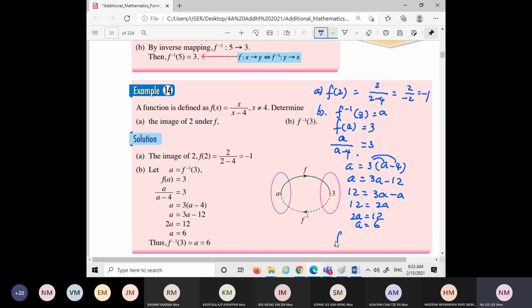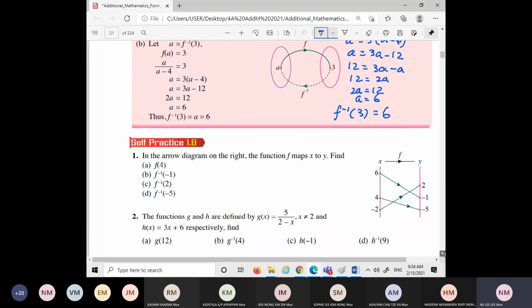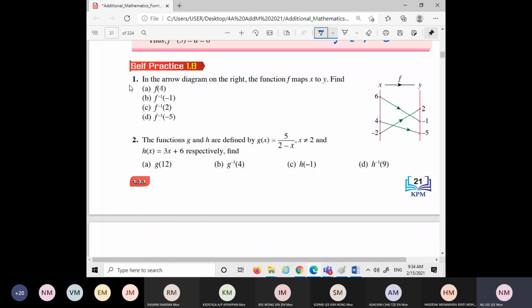Okay, what is the question they're asking for this? The inverse for 3. So what's the answer? A. A is what? 6. So this is 6. Okay. So this is example 14. Okay, so this one will be your today homework.